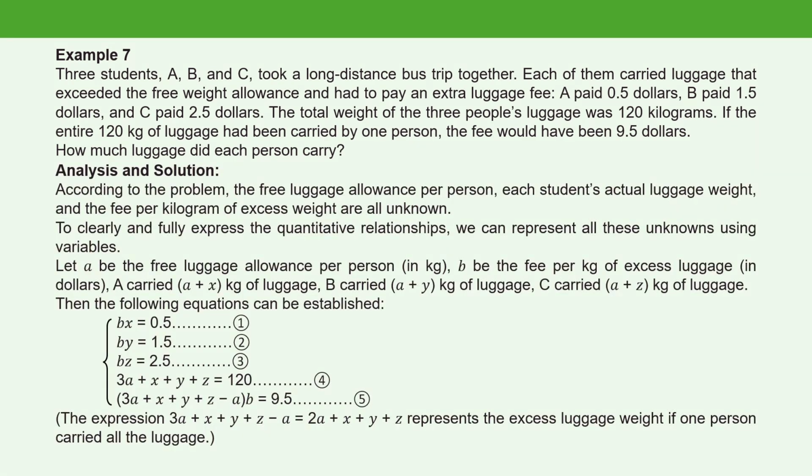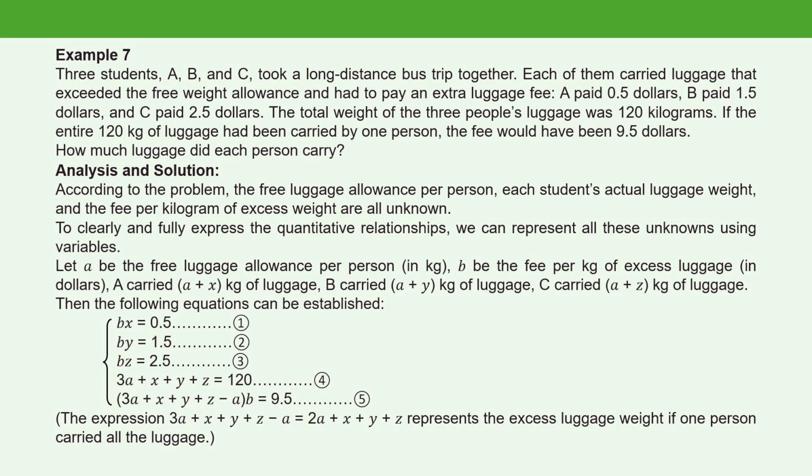According to the problem, the free luggage allowance per person, each student's actual luggage weight, and the fee per kilogram of excess weight are all unknown. To clearly and fully express the quantitative relationships, we can represent all these unknowns using variables. Let A be the free luggage allowance per person, B be the fee per kg of excess luggage. Person A carried A plus X kilograms of luggage, person B carried A plus Y kilograms of luggage, person C carried A plus Z kilograms of luggage. Then the following equations can be established.